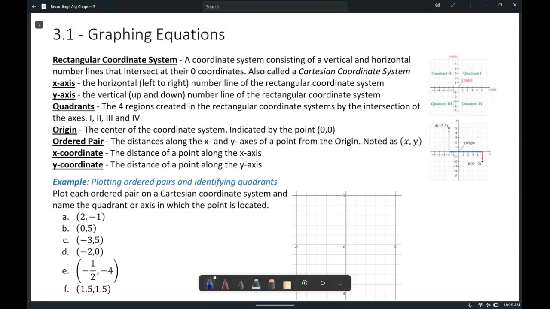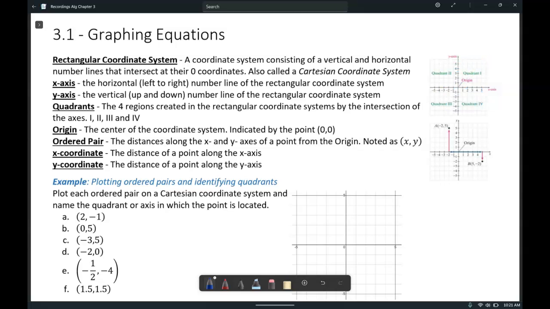Starting in our third chapter on linear equations in two variables, we'll take a look at some quick vocabulary here. It should be mostly a refresher of the rectangular coordinate system, which is also called the Cartesian coordinate system, where we have an intersection at the origin of two horizontal and vertical lines called the x and y axis. We have four regions that are created by this intersection, quadrants 1, 2, 3, and 4, which start in the top right and move in a counterclockwise direction.